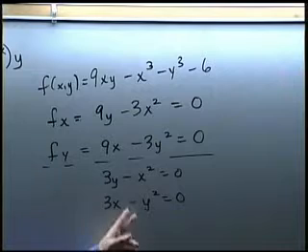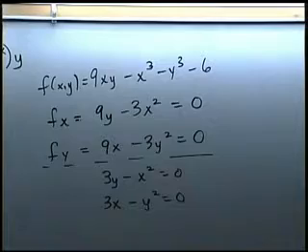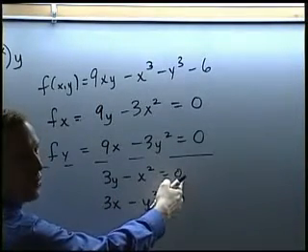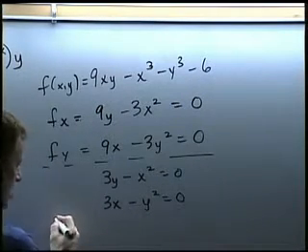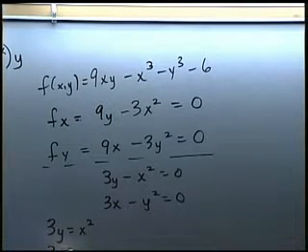I might recommend take one of these equations. You know, they're kind of symmetrical almost, so it doesn't really matter which one. Let's just add one of these, like add x squared over to the right side, or maybe add y squared over to the right side. Let's just move some variables around here. Okay, so we've got 3y equals x squared, and 3x equals y squared.